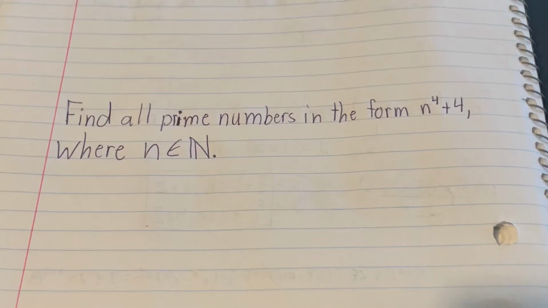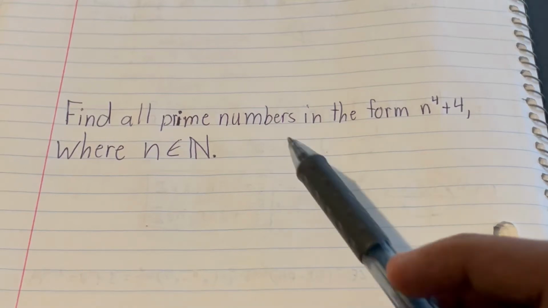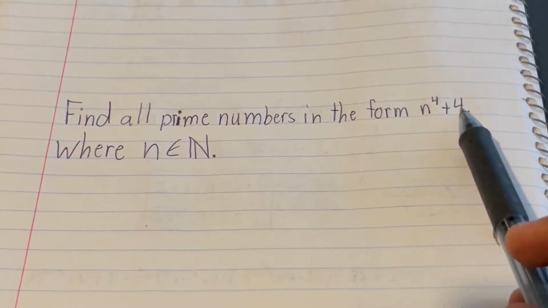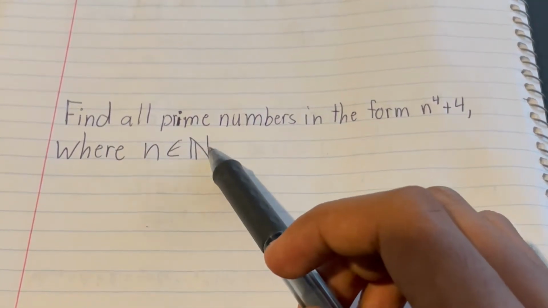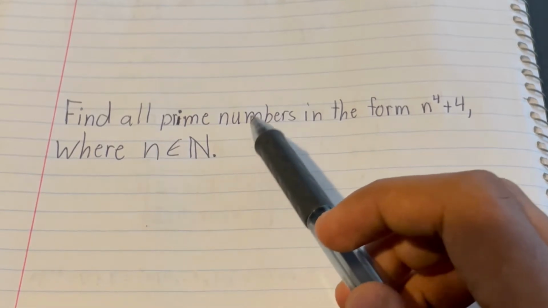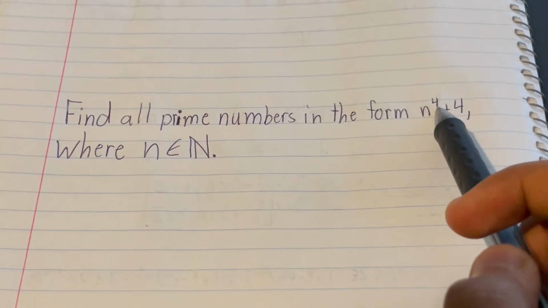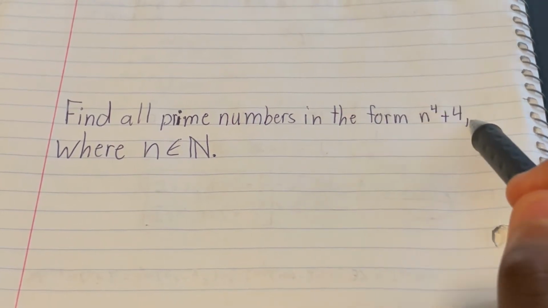In this episode of Single Variable Madness, we have to find all the prime numbers in the form n to the power of 4 plus 4, where n is a natural number. So 1, 2, 3, 4, 5, and so on and so forth. So let's start with this expression, n to the fourth plus 4.